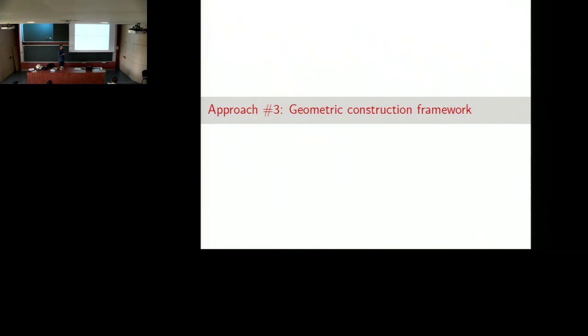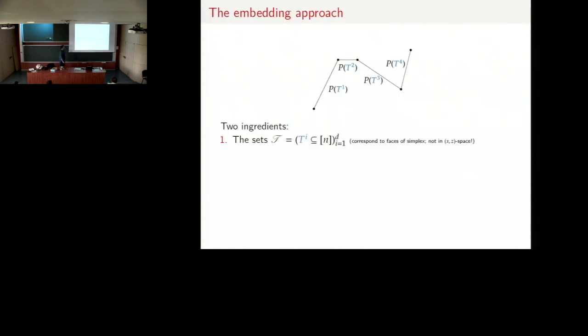Okay, so now let's move to a third way to build formulations, a way to do it geometrically. So we're going to use what's called the embedding approach. The idea here is you take your disjunctive set, and we need 2 sets of ingredients. The first is a family of sets. Let's call them T_i, right? And you can just think of these as corresponding to each one of the alternatives, each one of the line segments here.